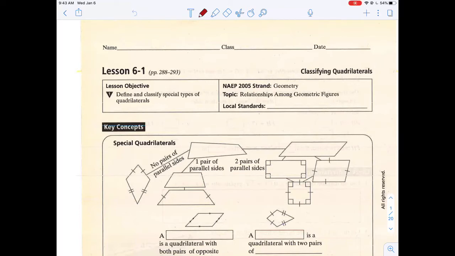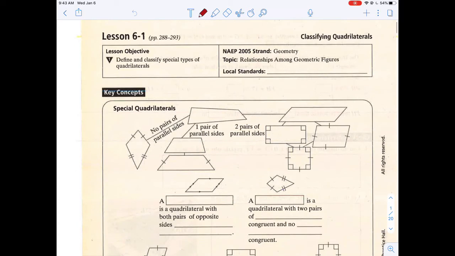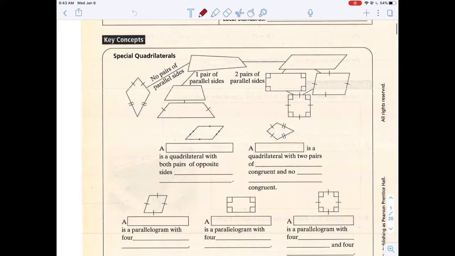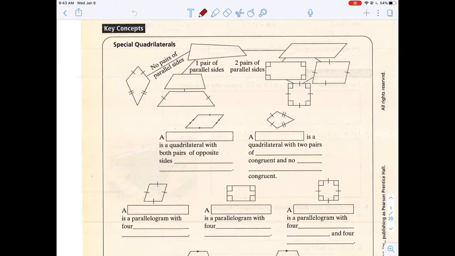Alright, lesson 6.1 is about classifying quadrilaterals, and our objectives are to define and classify special types of quadrilaterals. So, there are three main categories. First is when there are no pairs of parallel sides. Then there's one pair of parallel sides and two pairs of parallel sides.